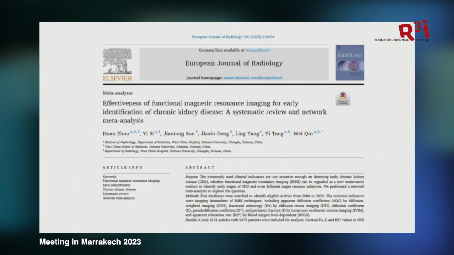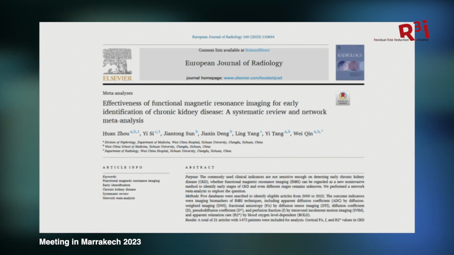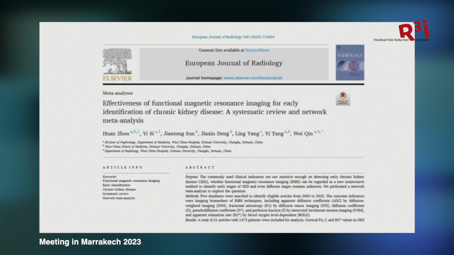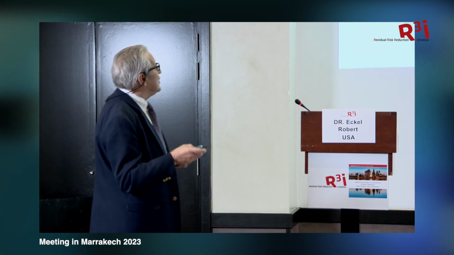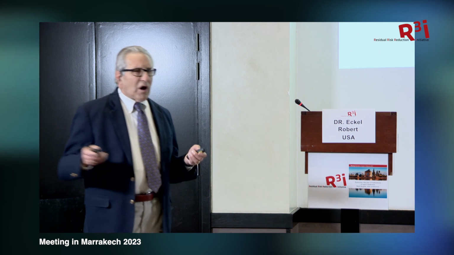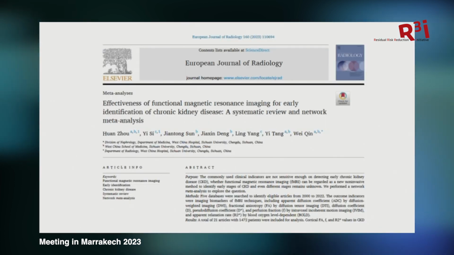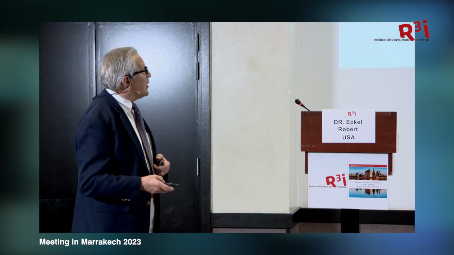And finally, the effectiveness of functional magnetic resonance imaging for early identification of chronic kidney disease. This is a systematic review of not much literature, and I'm just putting that up there in terms of using fMRI as another tool to look at early kidney disease related to diabetes.